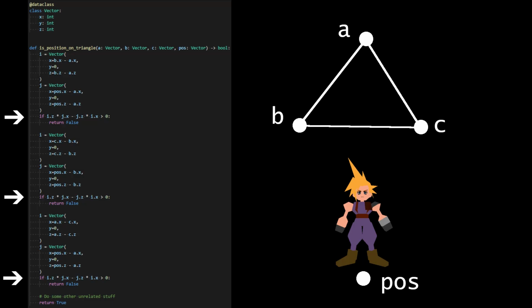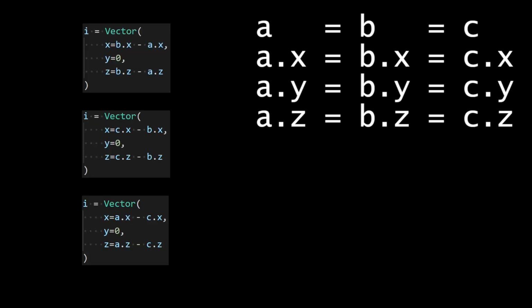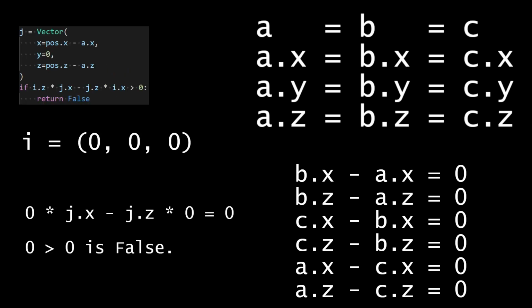We'll be looking at the case where we're given a point triangle, or a triangle where a equals b equals c. Notice that in all of these checks, the vector i is created based on the difference in the x and z coordinates in a, b, or c. However, since a equals b equals c, the difference between the x or z coordinates between any 2 of these points is always 0, so i's x and z coordinates will always be 0. These points are just multiplied by the coordinates of j, but anything times 0 is always 0, so this condition just becomes 0 minus 0, which is 0.